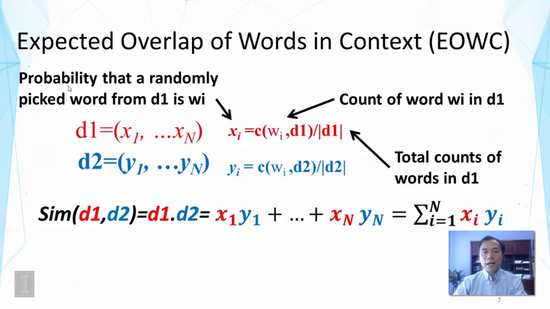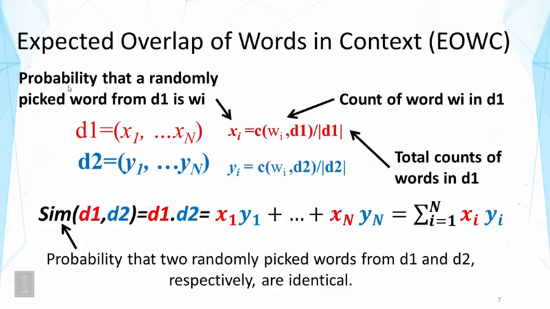Now, it's interesting to see that this similarity function actually has a nice interpretation. And that is, this dot product, in fact, gives us the probability that two randomly picked words from the two contexts are identical. That means if we try to pick a word from one context and try to pick another word from another context, we can then ask the question, are they identical? If the two contexts are very similar, then we should expect we frequently will see the two words picked from the two contexts are identical. If they are very different, then the chance of seeing identical words being picked from the two contexts would be small. So this intuitively makes sense, right, for measuring similarity of contexts.